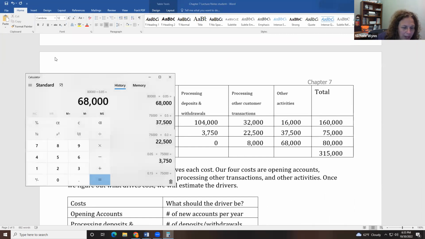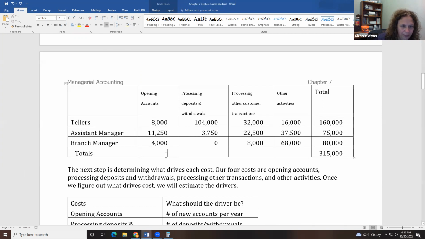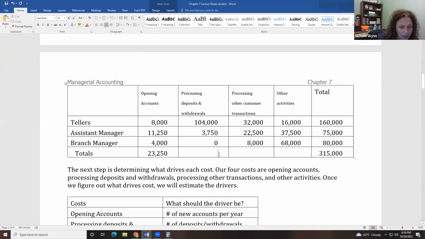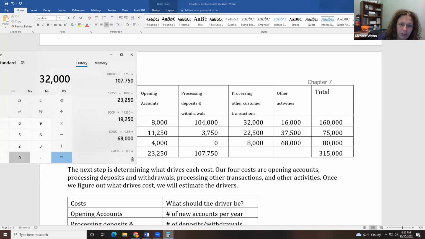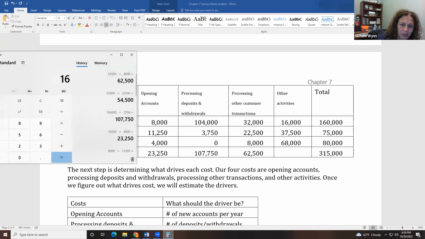So it looks like, as far as opening accounts during the year, that costs us $23,250. And then processing deposits and withdrawals, that's one of our main tasks at a bank. We spend a lot of time taking in money and giving out money. Apparently that costs us $107,750. Here we have 32,000, 22,500, and 8,000, 62,500. And here we have 16,000, 37,500, and 68,000.